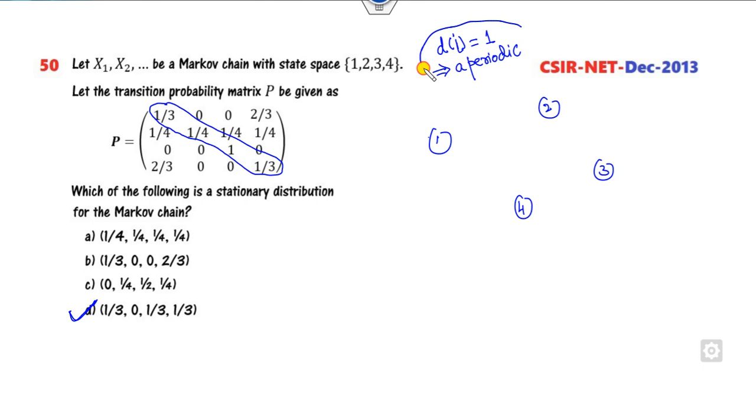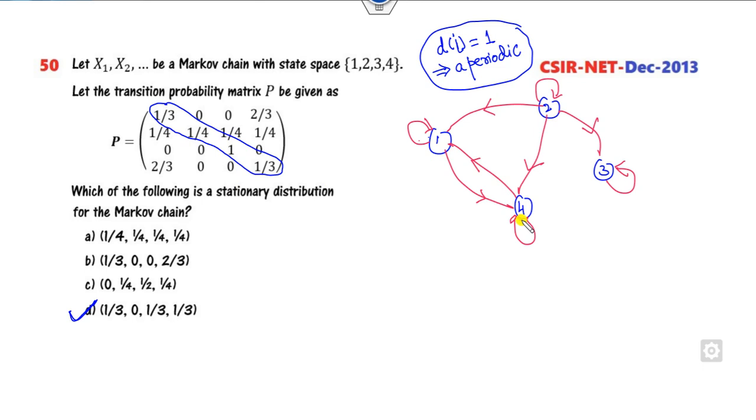Fine. If you prove that it is irreducible, then it has a unique distribution. So look at that. 1 to 1, 1 to 4. 2 to 1, 2 to 2, 3, 4. 3 to 3, 4 to 1, 4 to 4. Now you can see that. Is it irreducible? What is the meaning of irreducible? If you start from 1, is it possible you can go to 2? Not directly, but indirectly? 1 to 4, but it is not possible. There is no way you can go from 1 to 2. It means this is not irreducible.